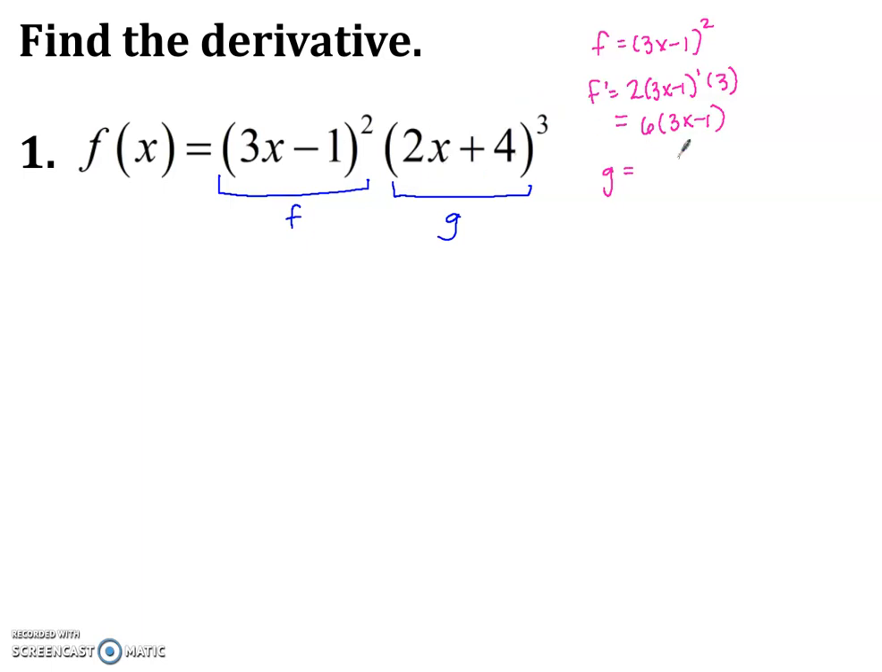Then for G, that'll be 2x plus 4 cubed. And then I'll have to do chain rule to get G prime. So bring that exponent in front, subtract 1, and then multiply it by the derivative of the inside, which will just be 2. And then you can multiply the 3 and the 2. You can't ever take anything out of a parenthesis that has an exponent on it. Okay, so we can't factor out a 2 because this whole thing's being squared.